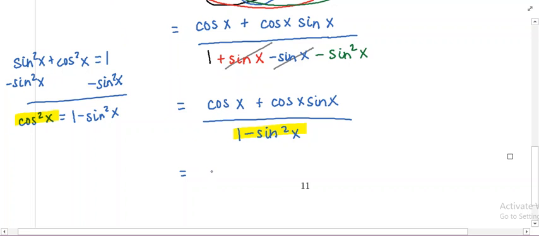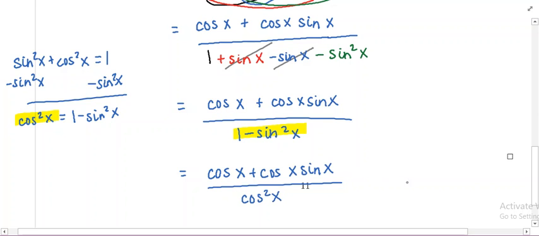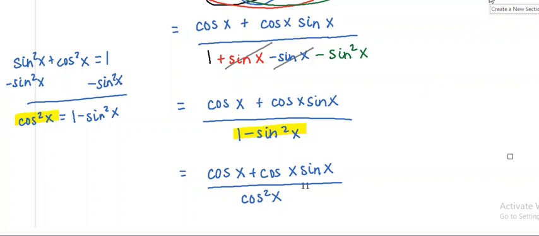So in our next step, we're going to go ahead and make that replacement. I'm going to leave the numerator alone, and then I'm going to replace the bottom. 1 minus sine squared x is the same thing as the cosine squared of x. All right, I am going to move to the next page because I'm running out of room. And before I do that, let's talk about what the next step should be.